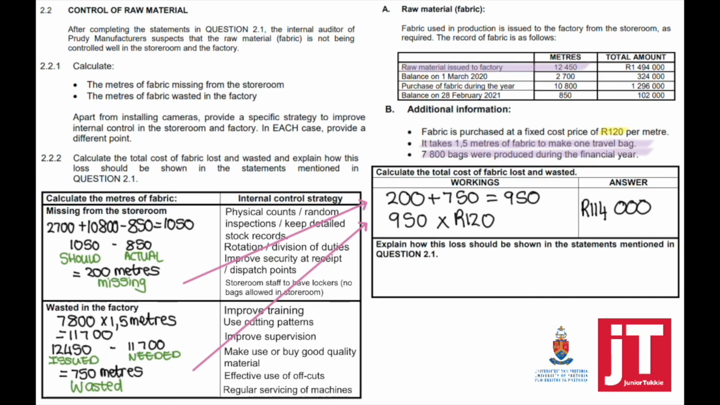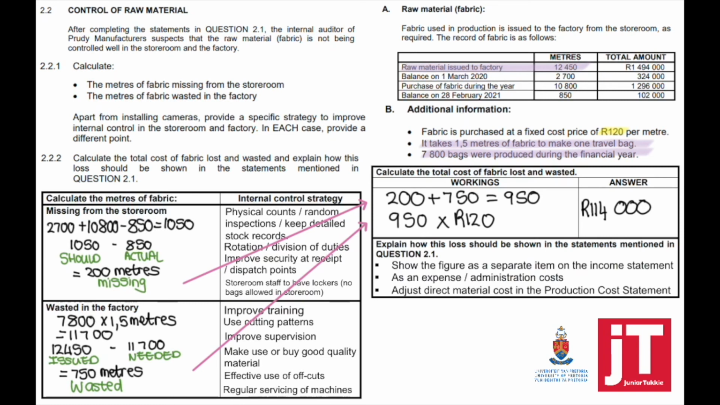Now explain how this loss should be shown in the statements mentioned in question 2.1. Again, we did the production cost statement and the abridged statement of comprehensive income, so the income statement. Show the figure as a separate item on the income statement, as an expense or administration cost, or adjust the direct material cost in the production cost statement.